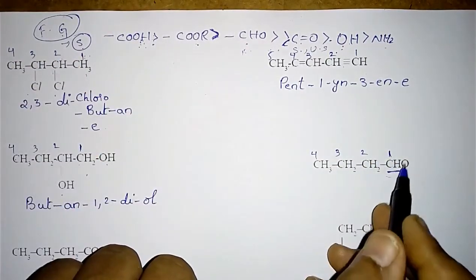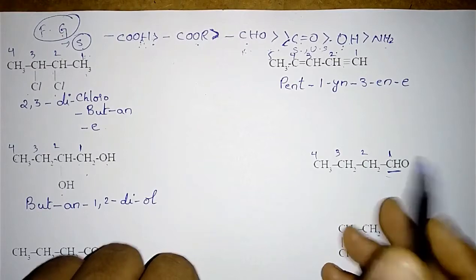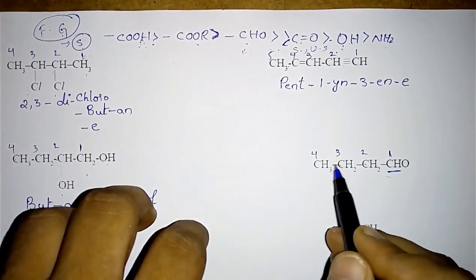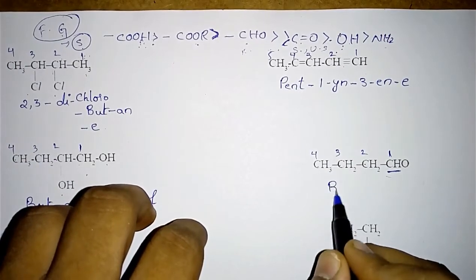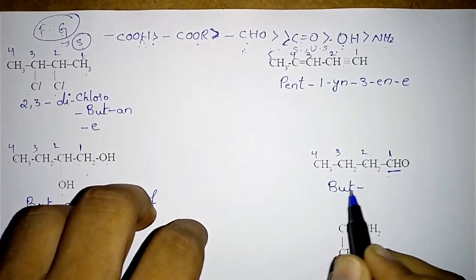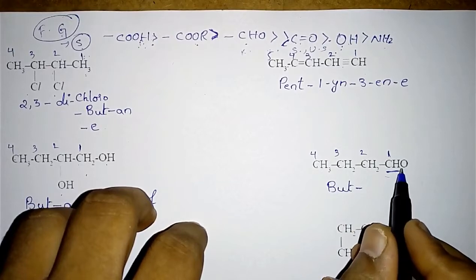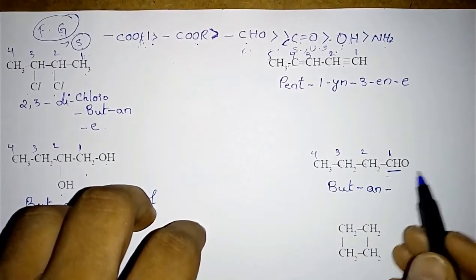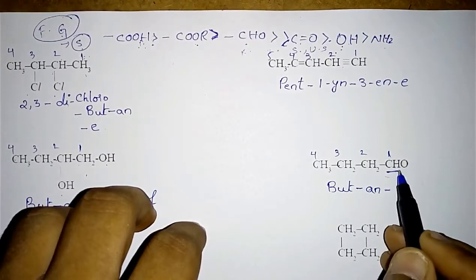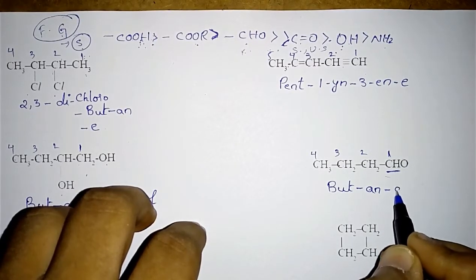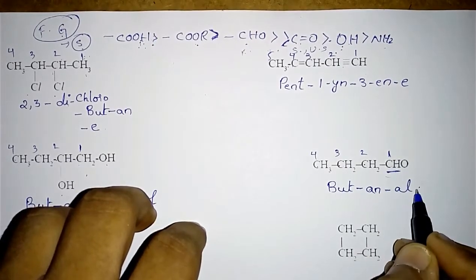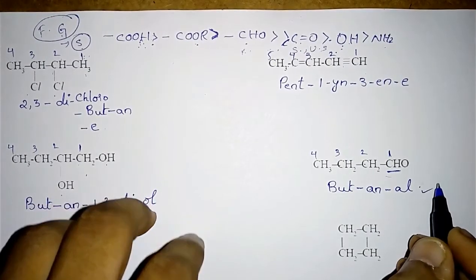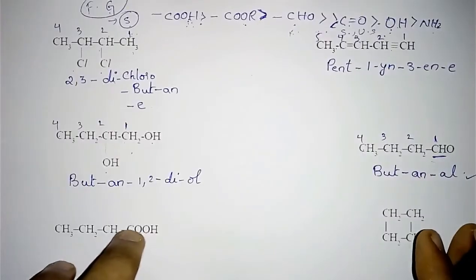Next is cyclic compound. Is it a cyclic compound? No, it is not a cyclic compound. That one also you will ignore. Now word root: methane, ethane, propane, butane. Now what will you write? Bute, hyphen. Is any unsaturated compound there? Not there, so you will write an hyphen. Then what will you write? Since it is an aldehyde, you simply write al. You can write 1 al, or simply write al. So this is the name of the carbon compound, butanal.